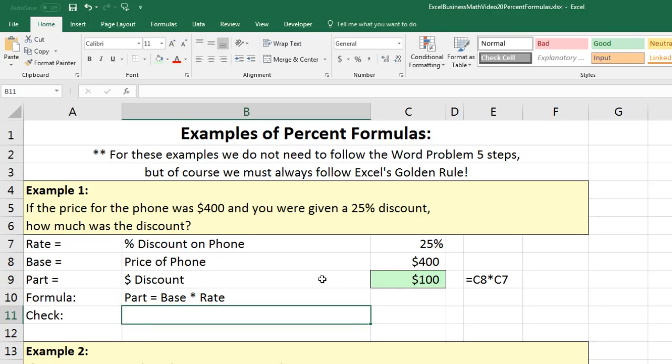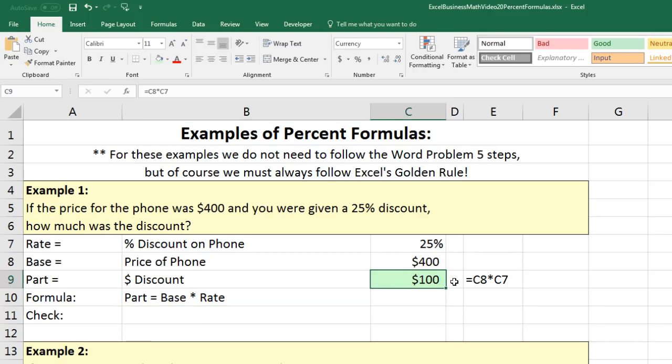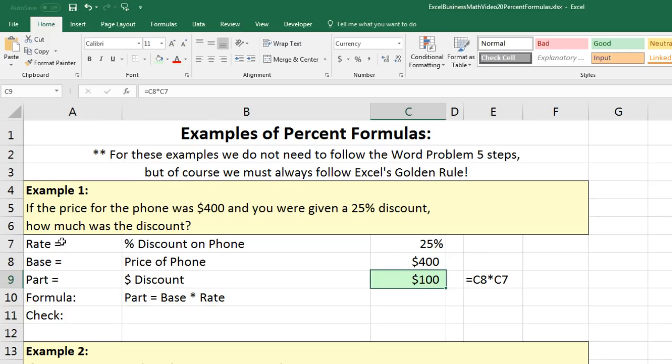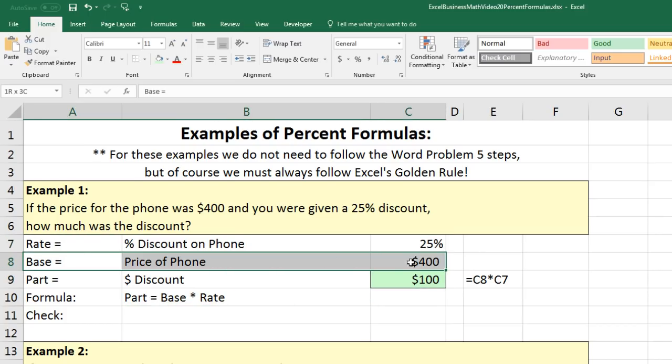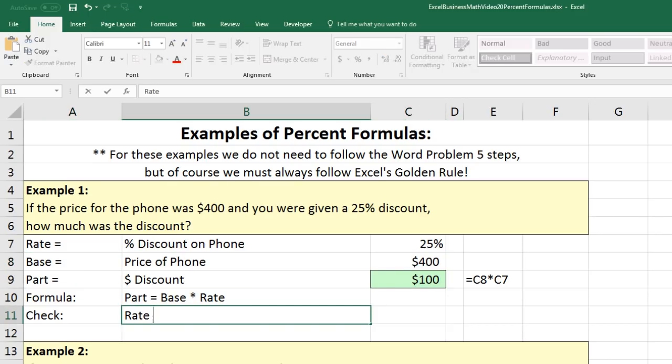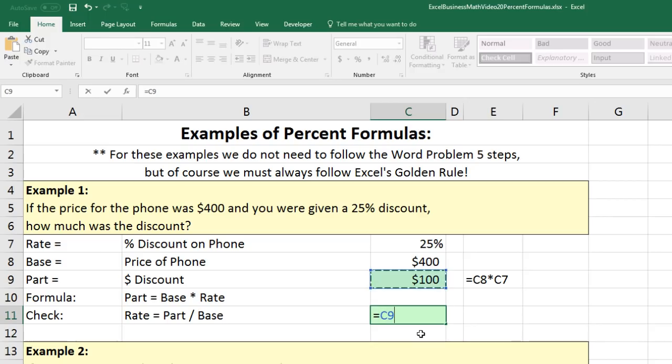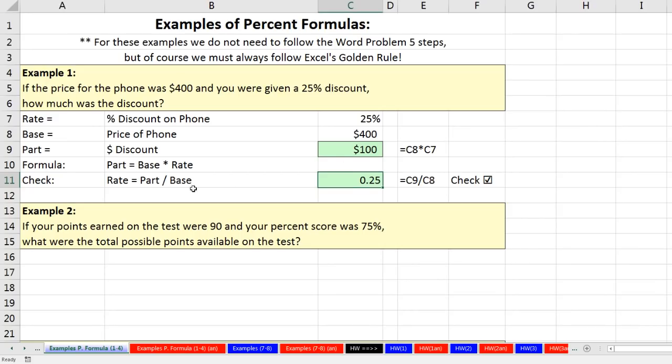Now, every single time I do one of these calculations, I am going to check. Because guess what? Now I have this part, and I can use this part with one of the other ones to solve the remaining. So I'm going to check. If I just solve for part, I can either choose to solve for rate or base. I'm going to start with rate. So the formula for rate is part divided by base. Tab. Equal sign, and I'm going to up arrow to get the part. That's the $100, the discount, divided by the phone's total price. When I compare this part to the whole, I better get, Control Enter, 0.25 or 25%. Check.